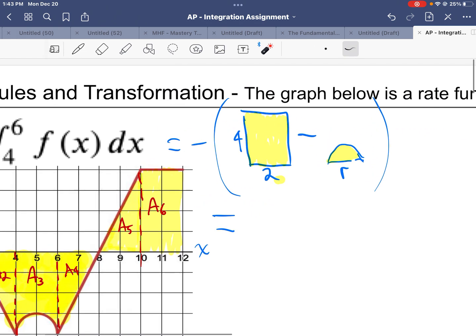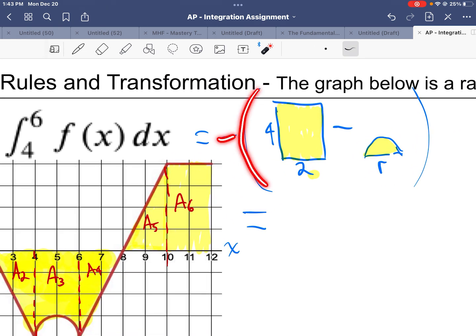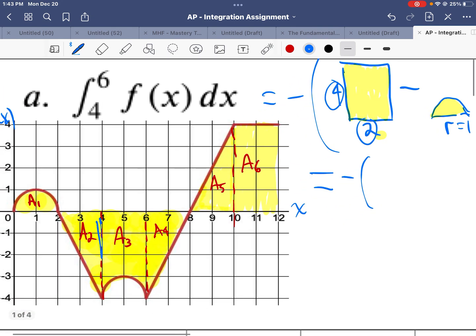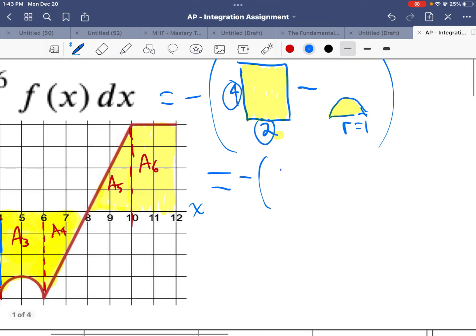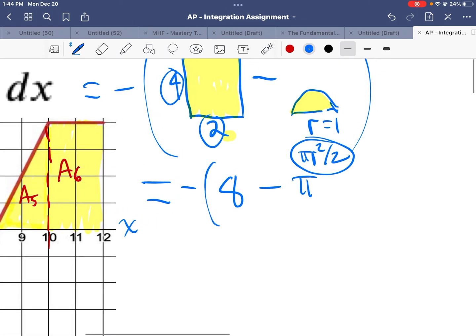I know the answer is going to be negative. So the way that I do it is I just put a negative here, and then I do my calculation in a large set of brackets, right? I just take the rectangle and I remove the semicircle. So r is 1. Okay, so the negative of 4 times 2, which is 8, because it's 4 tall, right? So 4 times 2 is 8, minus pi r squared over 2, which is the area of a semicircle. Pi r squared is the area of a circle. So it's pi times 1 squared, which is 1, divided by 2. So it's pi divided by 2. And that's an exact value there.